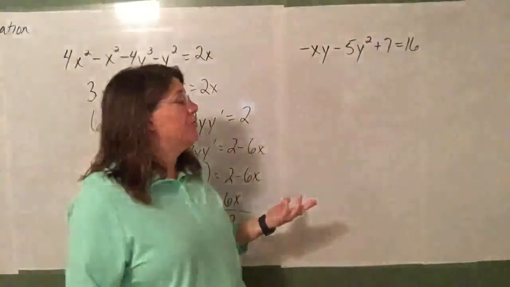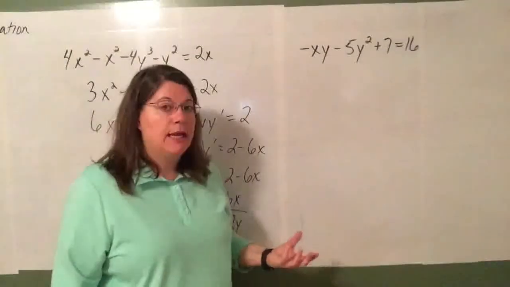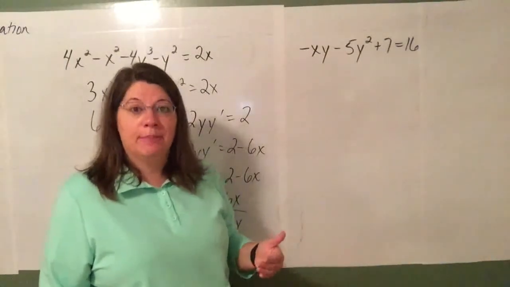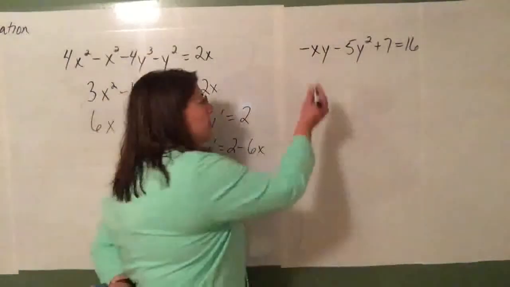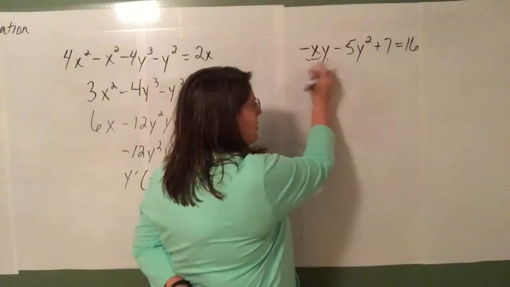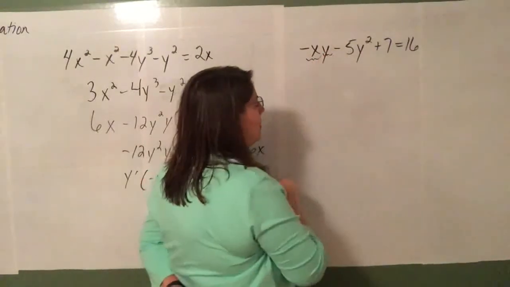So basically, we're going to do the same thing. We're going to take the derivative normally. Anywhere we take the derivative of y, we have to put a y prime in there. So if you look at this, in this term, that would be the product rule. So there, the first term is a negative x. The second term is a y.